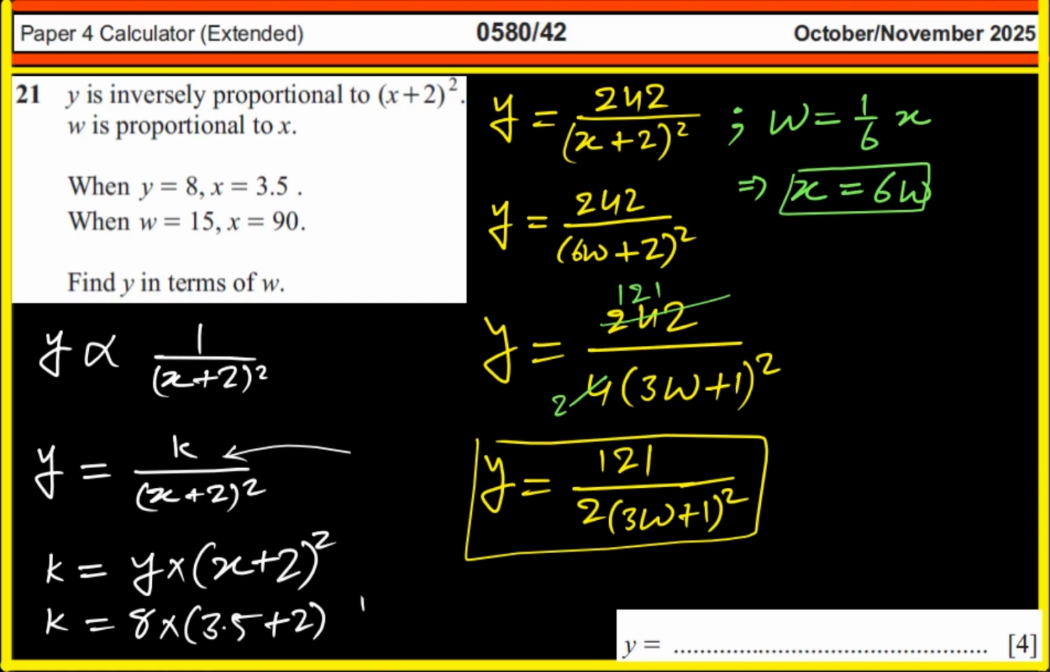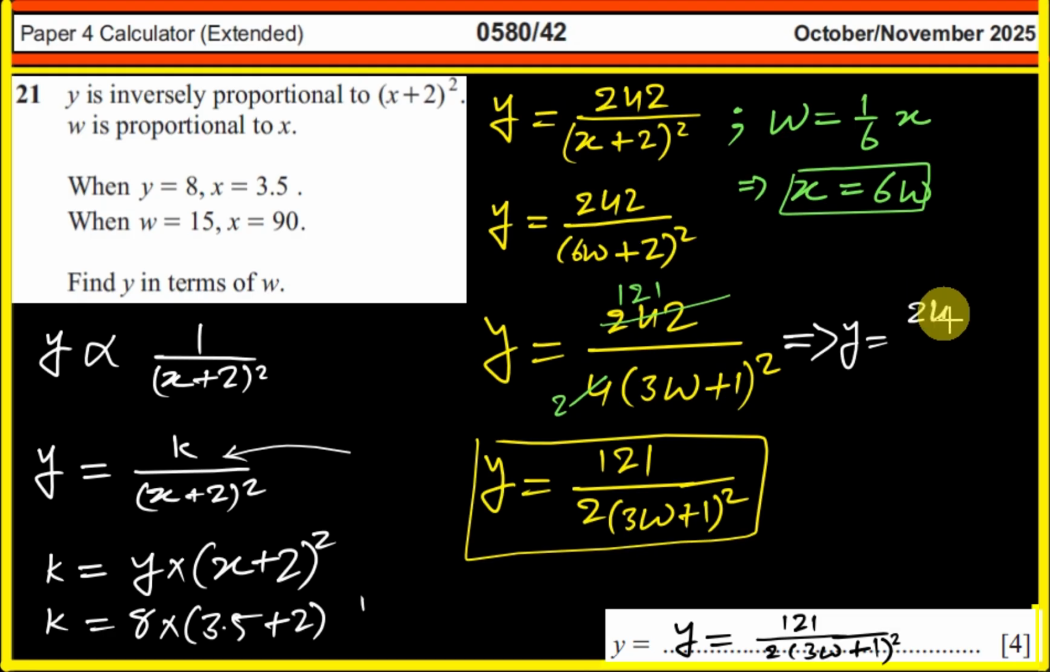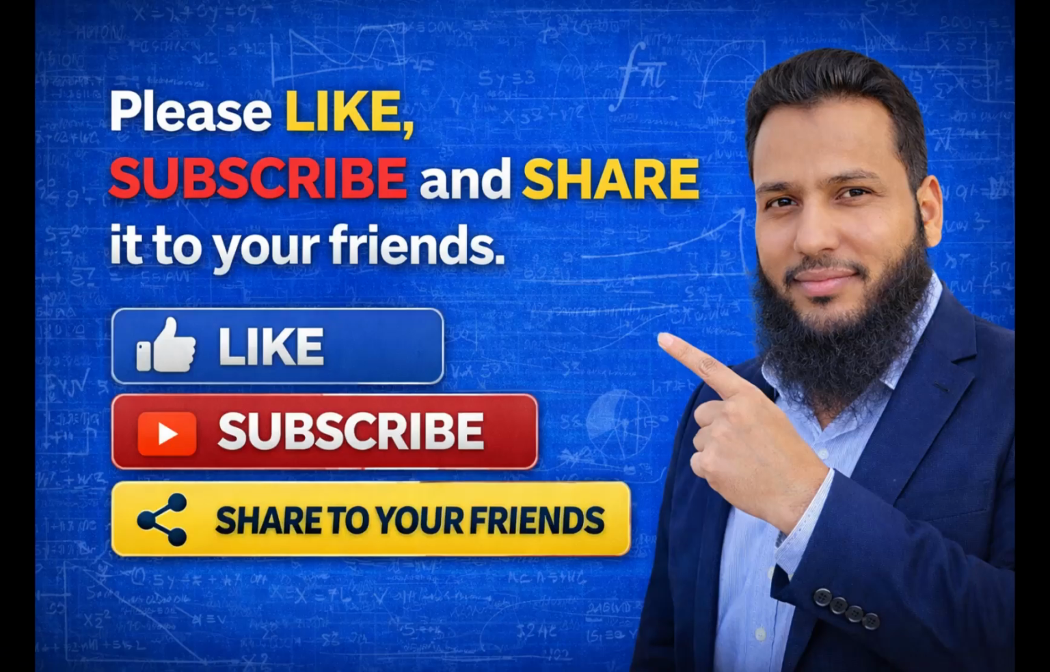So we can write this answer in the answer space. y is equal to 121 upon 2 into (3w plus 1) whole square. You can write the answer like this, or you can just leave it like this, y is equal to 242 upon (6w plus 2) whole square. This is also a correct answer. So either you can write like this or like this. Both are correct.